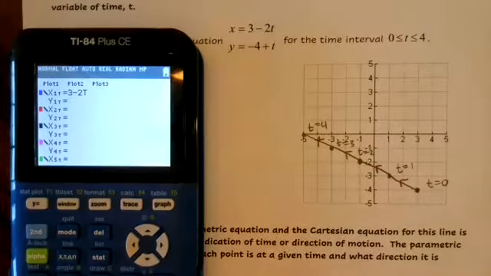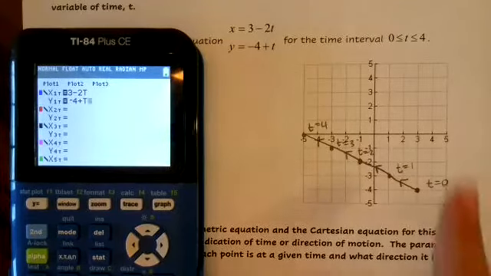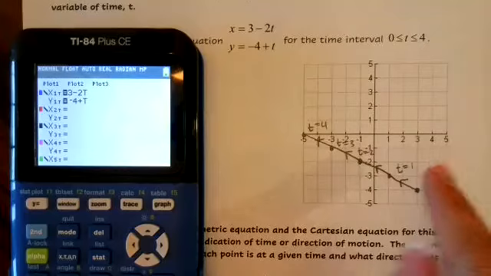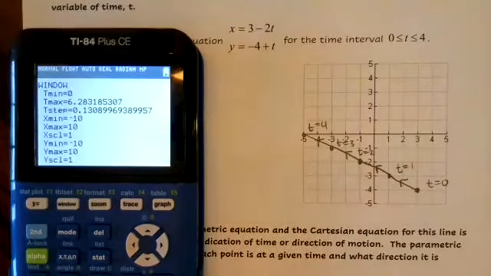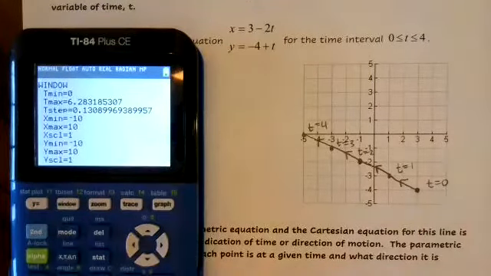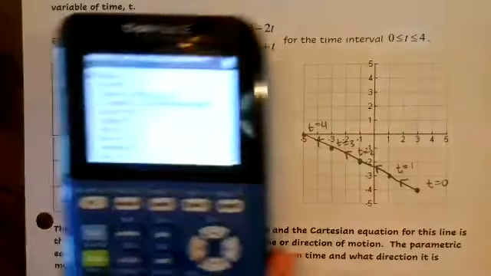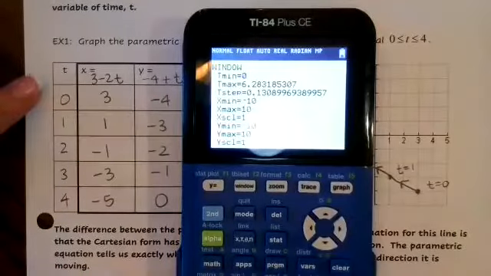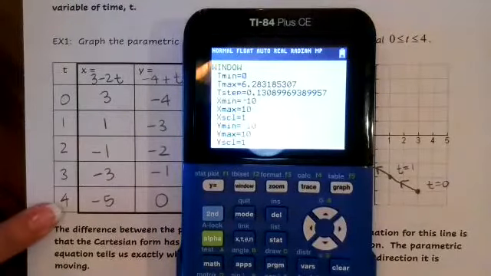For the y, I'm going to put -4 plus t. And so now I've got both of my equations. In order to see this on the window, and if you want to see exactly the way it is here, remember you can always go to your window and change what it looks like. So in here, it looks like we were going 0 to 2 pi on the t on whatever I did last. But in this case, the t is going from 0 to 4. So I want to make sure that that's what I put there for my t values.